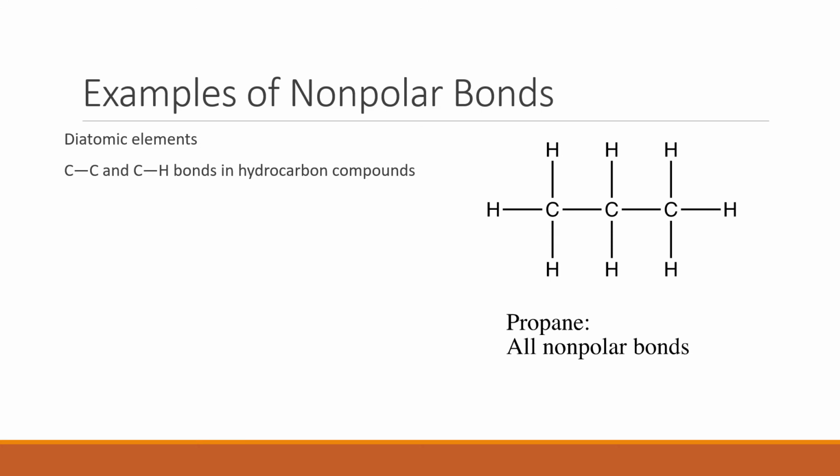Propane is an example of a molecule which contains a non-polar bond. As we learned in the previous slide, carbon and hydrogen have almost similar electronegativity. Therefore, these shared electrons remain right in the middle. Hence, they do not have any partial charges. So therefore, there are no dipoles. So this molecule has non-polar bonds only.